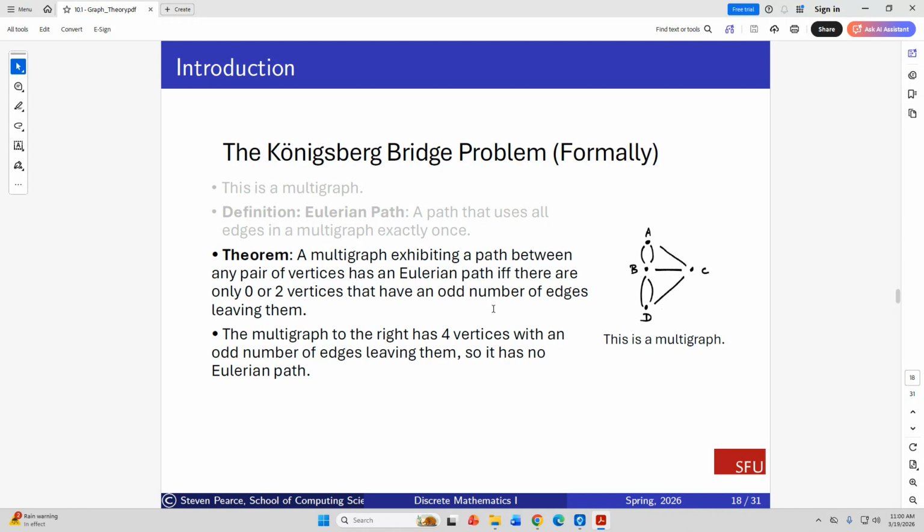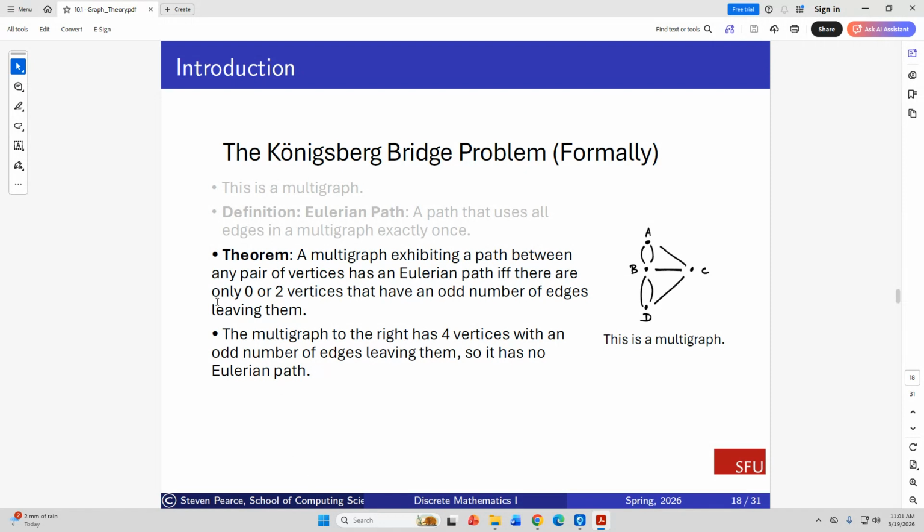A multigraph with a path between any pair of vertices has an Eulerian path if and only if there are only 0 or 2 vertices that have an odd number of edges leaving them. Well, there's no such thing here. The multigraph to the right has 4 vertices with an odd number of edges leaving them, so it has no Eulerian path. 2 is not there. 0 is not there. Okay?